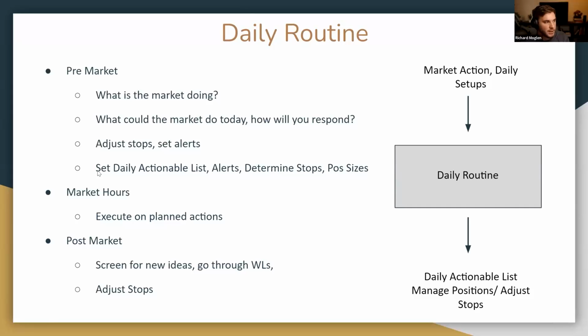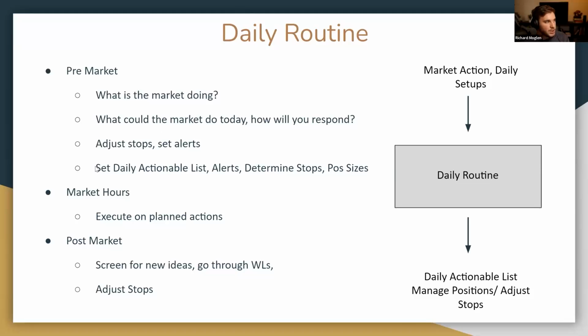Then, as I already mentioned, you basically want to set a daily actionable list. This is a subset of your weekly focus list, where these are the stocks that could go that day. So you want to have the best of the best setups right here. You want to set your alerts a little bit before your buy point for these setups. And as much as you can, you want to determine where your stop loss is going to be and what your position size is going to be beforehand. So once again, when you're in the moment, all you have to do is execute what you've already written down in that daily plan.